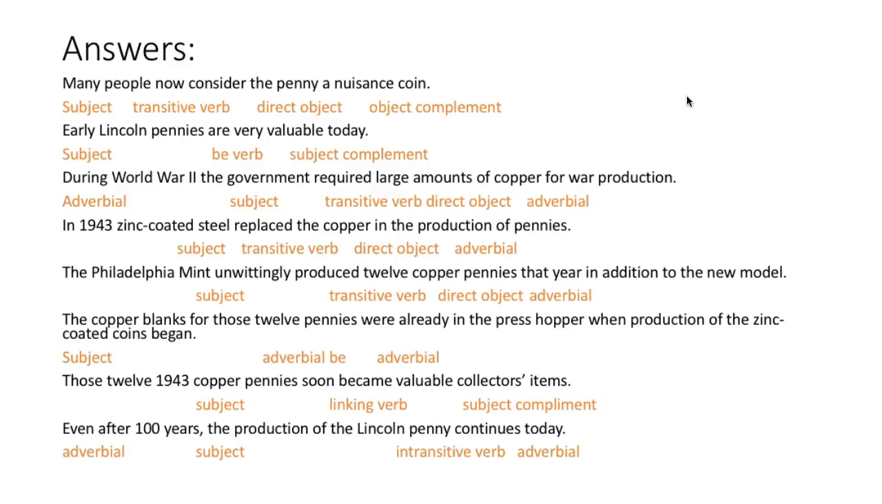The next one, during World War II, the government requires large amounts of copper for war production. We have an adverbial followed by a subject, a transitive verb, a direct object, and another adverbial. Number 4, we have a subject plus a transitive verb, a direct object, and an adverbial. Number 5, subject, transitive verb, direct object, and adverbial. 6, subject, adverbial, a to be verb, and another adverbial. That one is a complex sentence.